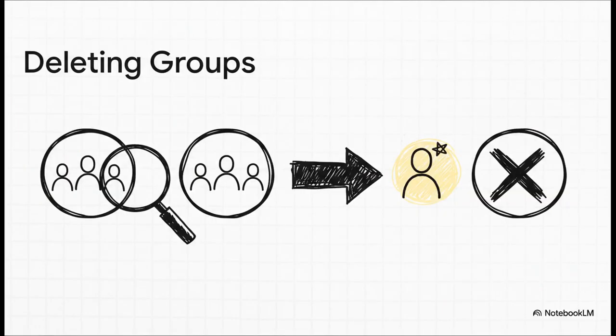Now, deleting a group with groupdel is pretty simple, but it has one important catch. You can't delete a group if it's someone's main or primary group. Every user has to belong somewhere. So before you can delete that developers group, you first have to reassign any of its members to a new primary group using usermod.